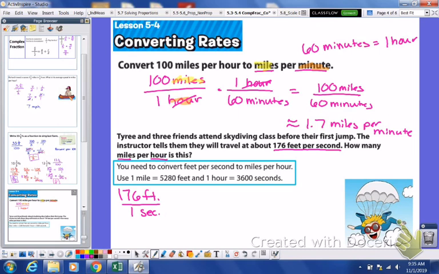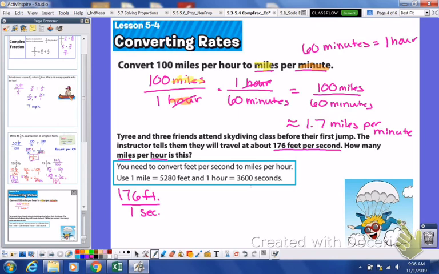Now this time, neither of our units match up. I want miles, I have feet. I want hours, I have seconds. So we're going to have to convert both of them this time. It doesn't matter which one you do first. You could either do your distance conversion or your time conversion. You're given some information here. You're told that 1 mile equals 5,280 feet and 1 hour equals 3,600 seconds.